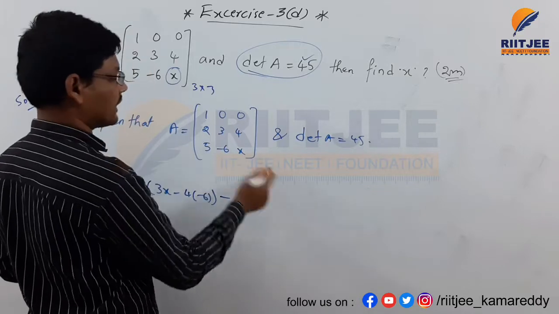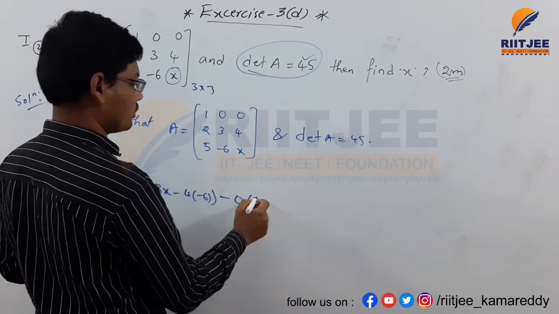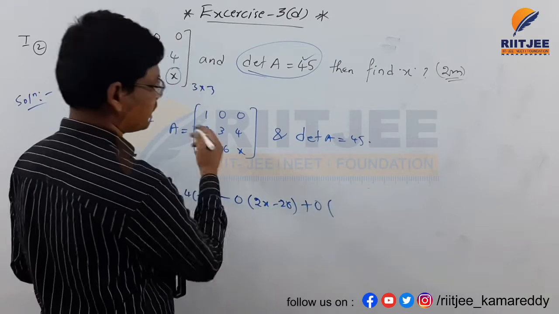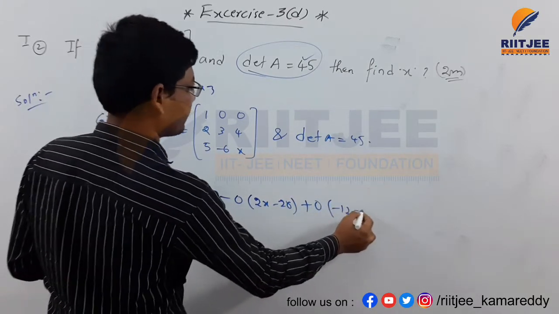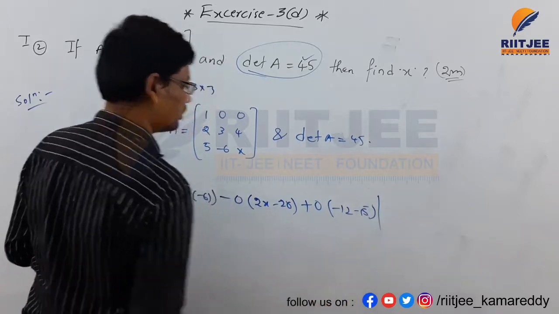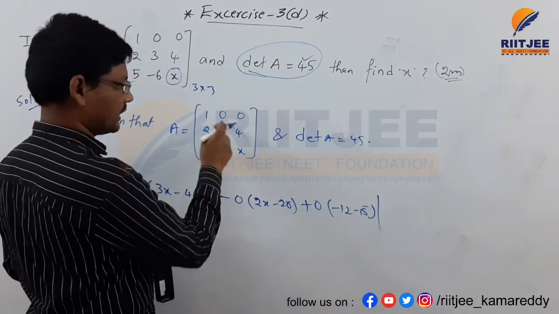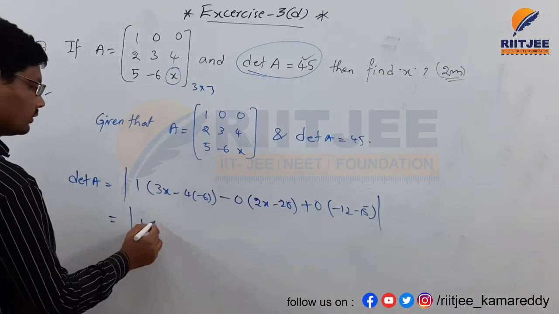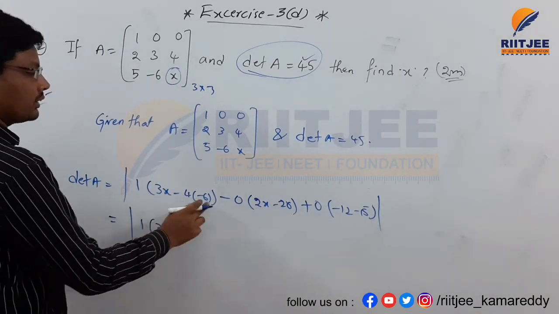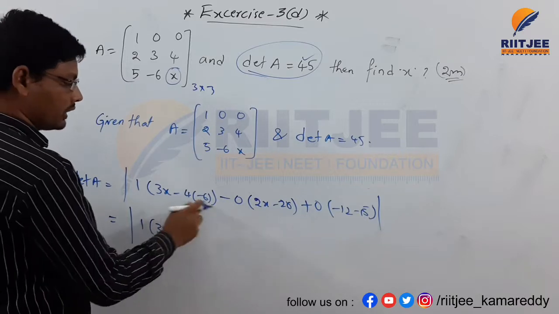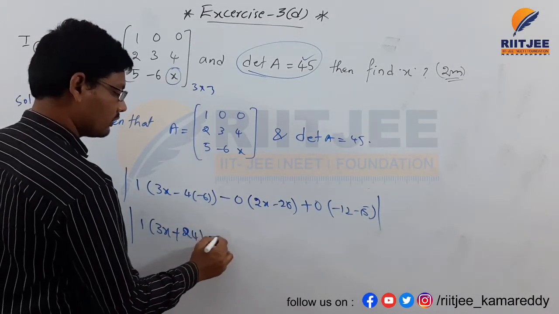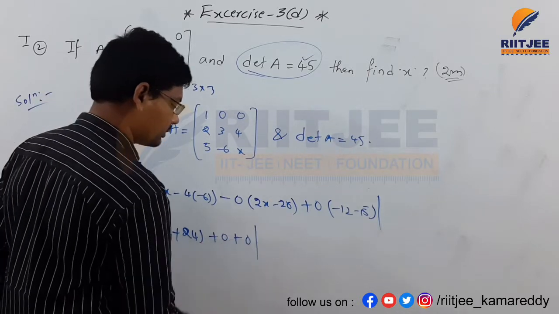0 into this complete term will become 0 here. Why? Because 2 into x minus 4 into 5 is 20, and plus 0 into anything will be 0, minus 12 minus 15. So there is no need of these two terms, because these zeros are there, so directly that value is 0. 1 into 3x, minus becomes plus 4 into 6, 24. This term will become 0, this term will become 0 here.